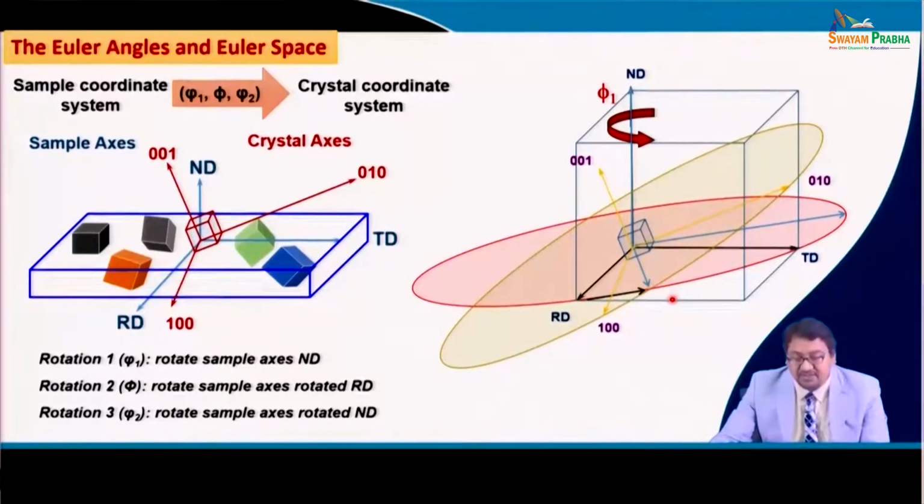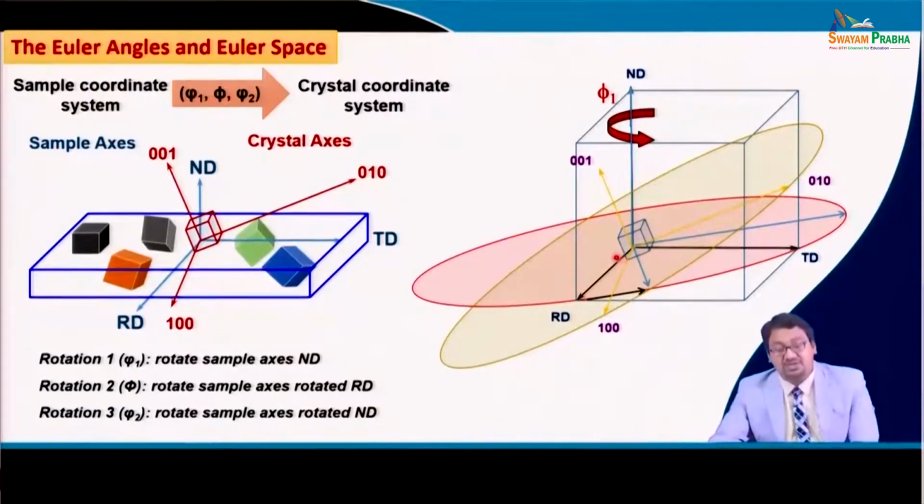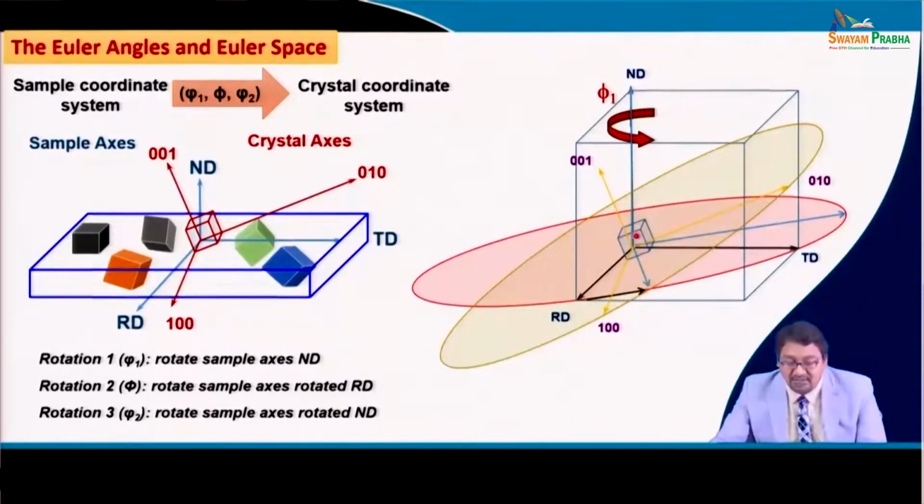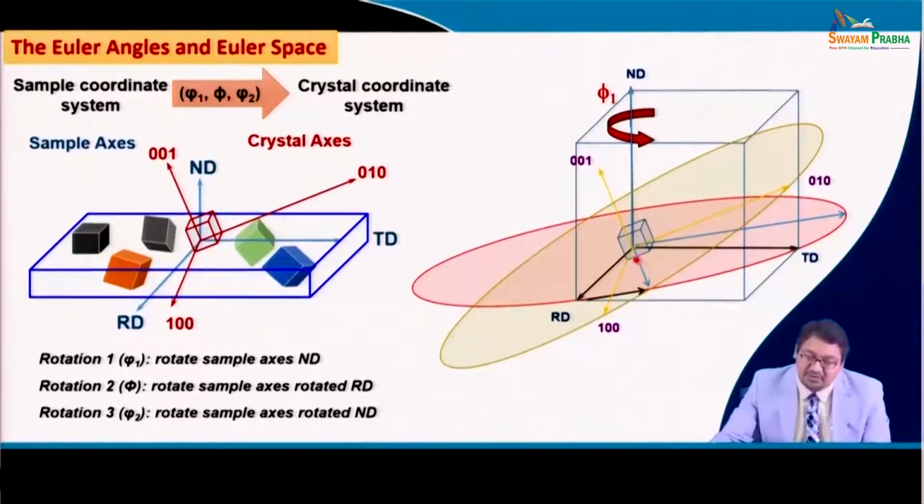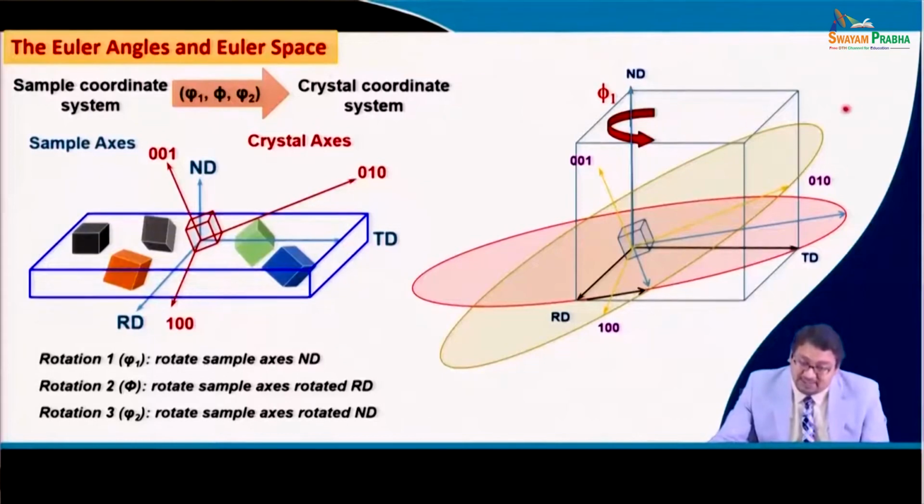Now, if this rotation phi 1 is given, then the phi 1 is given in such a way that the R d basically rotates by phi 1 to go and meet that intersection line between these two planes, right, and the T d will automatically move or rotate, maintaining the angular relationship between the R d and the T d. So, this is the first rotation where we need the R d to be in this plane and also in this plane, right.